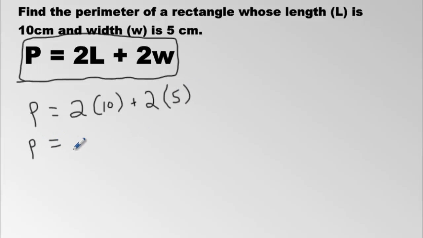Now we're just going to use BEDMAS. This is 20 plus this is 10. Always multiply first, right? Now we're going to go 20 plus 10 equals 30, and the perimeter is 30 centimeters.